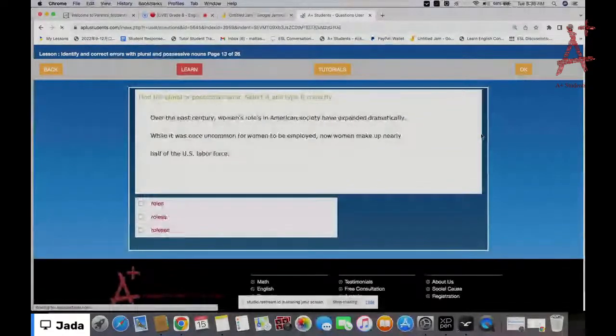Over the past century, women's role in American society has expanded dramatically. While it was once uncommon for women to be employed, now women make up nearly half of the US labor force. Roles, so this one here, instead of the one with the apostrophe here. So yeah.